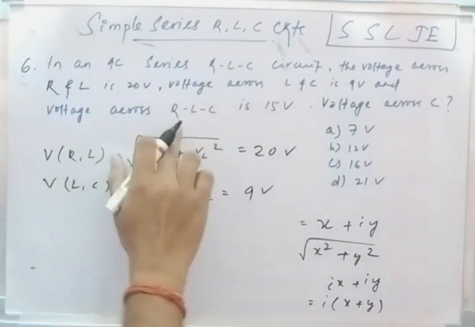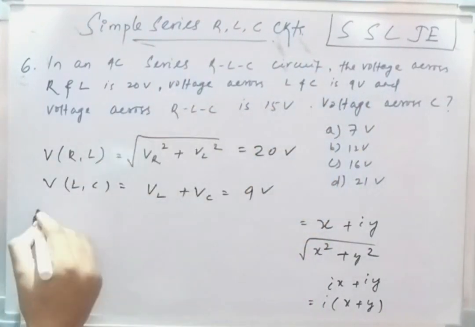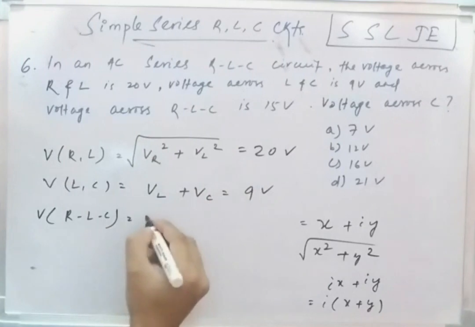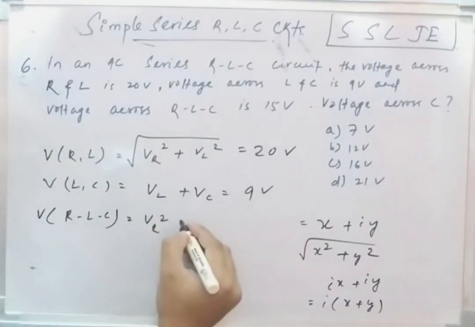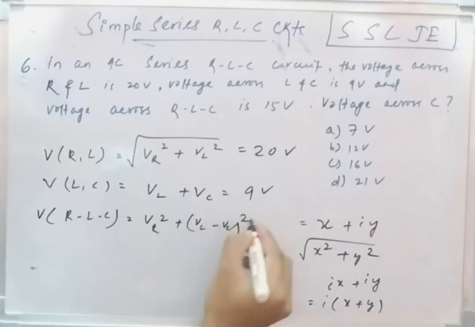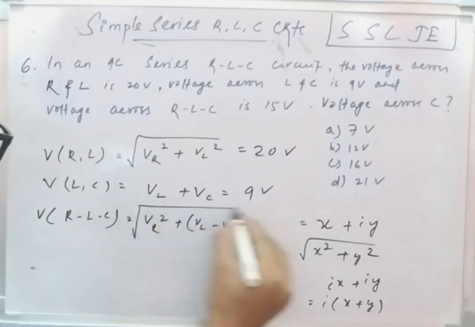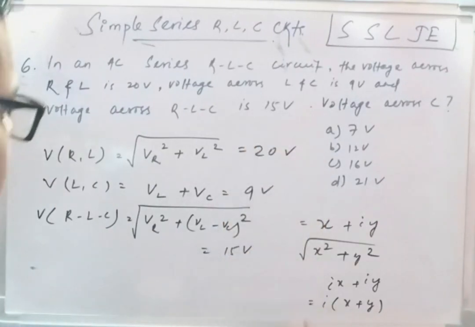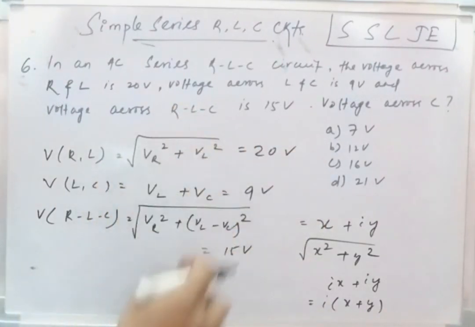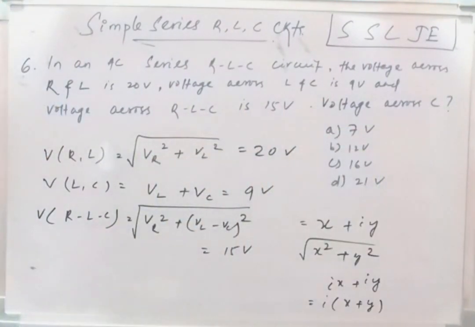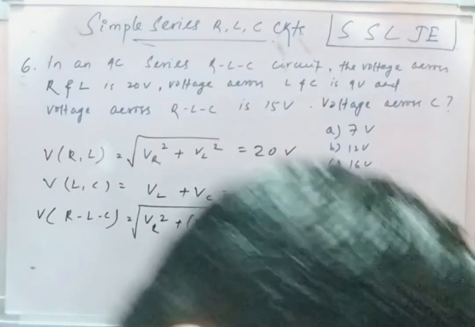And in the third case, the voltage across R, L and C is given as 15 volt. So combining everything, we can write it as the square root of VR square plus (VL minus VC) whole square equals 15 volt. It is given as 15 volt. By solving these three equations, you can get the answer A equals 7 volt. Let me find it out here.